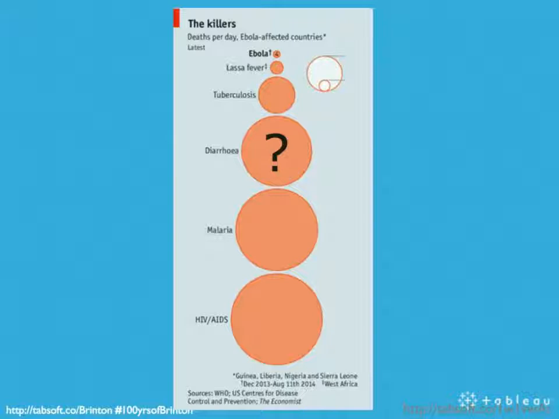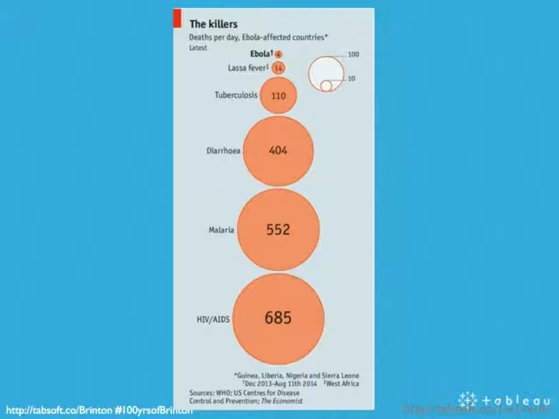is 404. What most people answer, when I ask this question, is about 100, maybe 150. No, that diarrhea circle is actually 400 times bigger than the Ebola circle. And so when we look at all the values, we see that HIV and AIDS are 685 deaths per day. So the problem here is, when you size by area, it's quite easy for us to see the differences between big circles and small circles, but we're very, very poor at working out the precise differences.